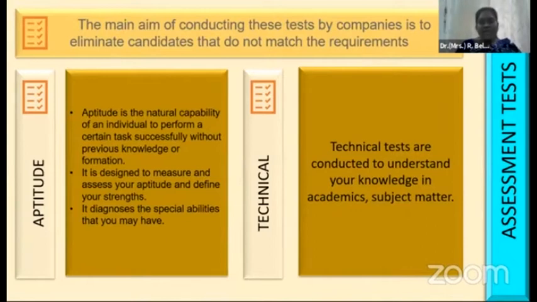Now coming to the technical part, technical tests are conducted to understand your knowledge in academics, subject matter. Do you know the subject well? Because the company is coming for subject-based hiring. Let's say for example, Zifo is coming for a campus drive. He takes only microbiology students and chemistry students, and they are into research and development. So they will definitely need students who are inclined towards research, who are inclined towards pharmaceuticals. So they will check their inclination towards that in the technical test.